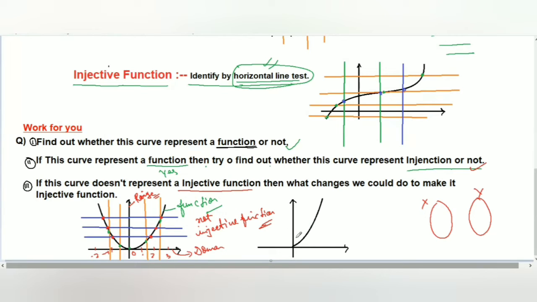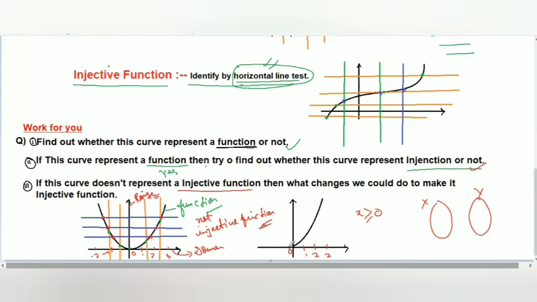We will restrict the domain to x greater than or equal to 0. So we will restrict the domain. We will remove this side of the graph, the minus side of the graph. We will remove the minus domain and restrict the domain to x greater than or equal to 0. So when we restrict the domain, the graph will represent only this line.